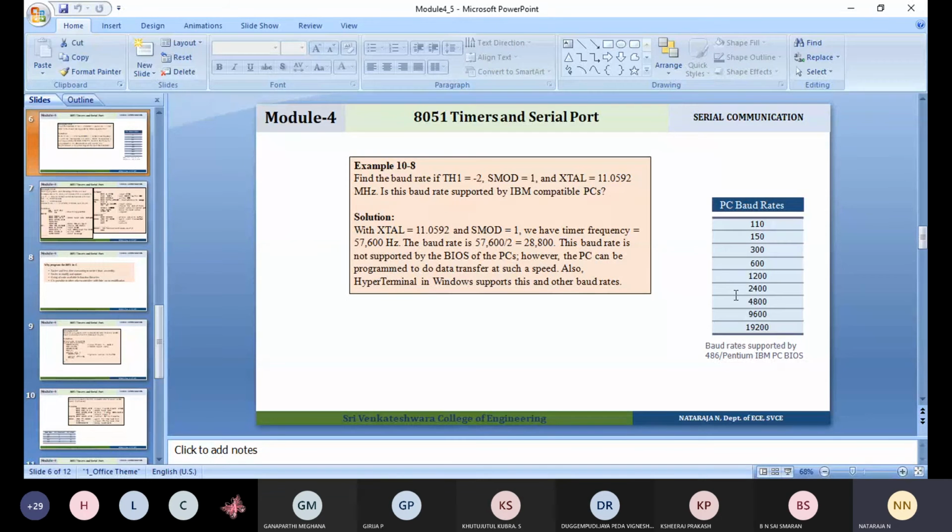Okay, these are the standard baud rates. You can compare with these standards for your IBM PC. If the baud rate is not matched with these values, then you can write a comment: this baud rate is not supported by the basic input output system of PCs. However, the PC can be programmed to do data transfer at such a speed, for HyperTerminal in Windows supports other baud rates.